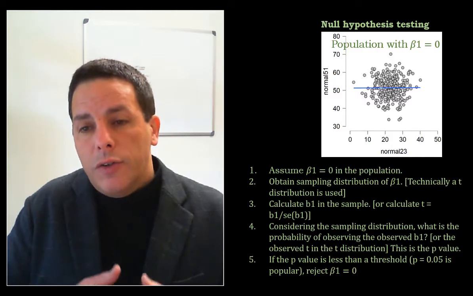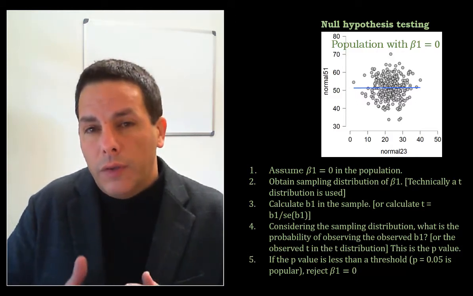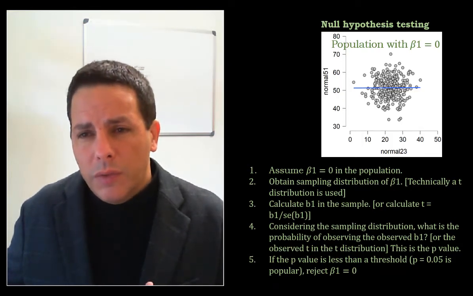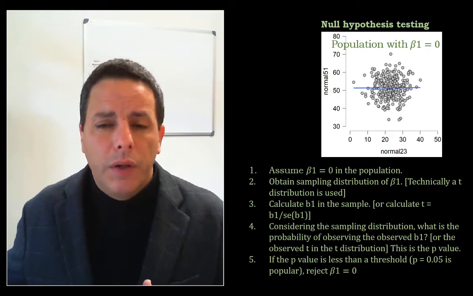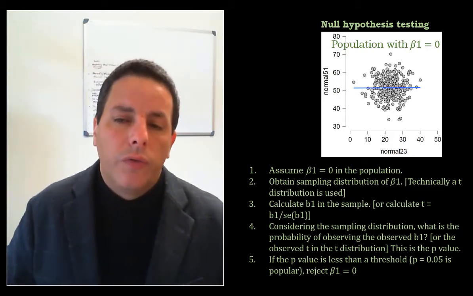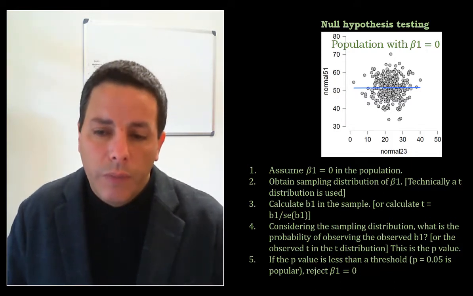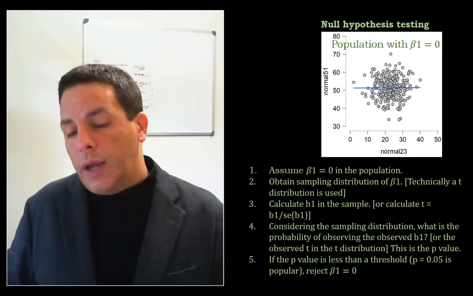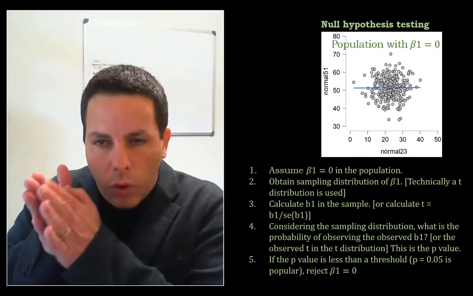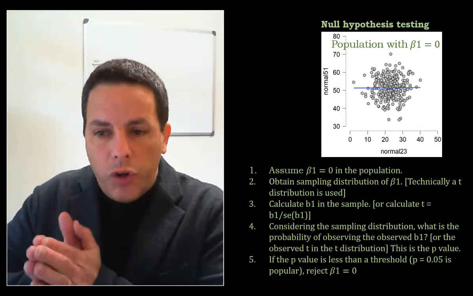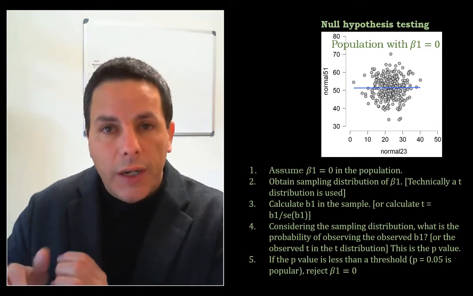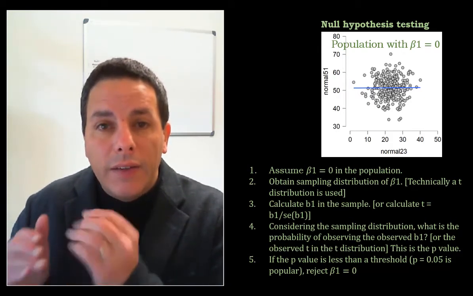But if our score stands very far from the mean, then that score is very improbable. And basically, it's very improbable that it came from a distribution with beta 1 equals 0. And by the way, the p-value is what's the probability of obtaining the B1 or the T that we obtain in our sample in that sampling distribution.